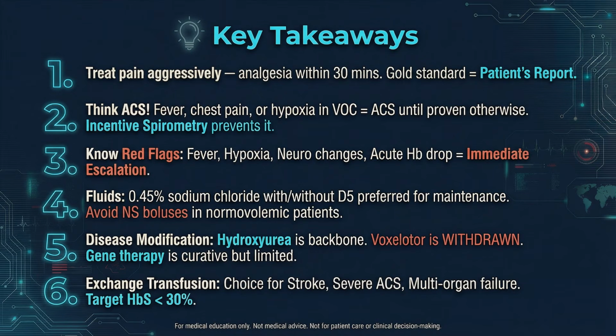Number 4. Be smart about your fluids. Use hypotonic fluids like 0.45% sodium chloride with or without D5 for maintenance, and avoid normal saline boluses in euvolemic patients. Number 5. Hydroxyurea is the backbone of medical therapy. Voxelotor is withdrawn. And number 6. Exchange transfusion is the intervention of choice for stroke, severe acute chest syndrome, and multi-organ failure, with a target hemoglobin S of less than 30%.